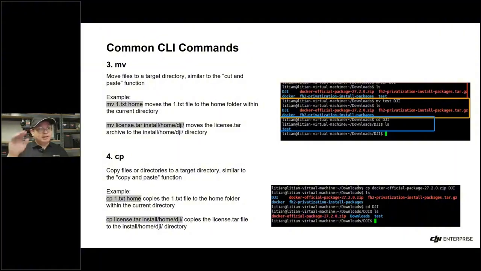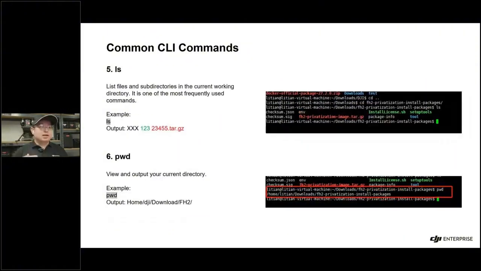Number 5 is ls. This is going to list out all the files and subdirectories or folders under the current working directory. So if you're in a folder and you want to check all the files and folders underneath it, you type ls and hit enter, and that's going to show you every file and subdirectory listed.